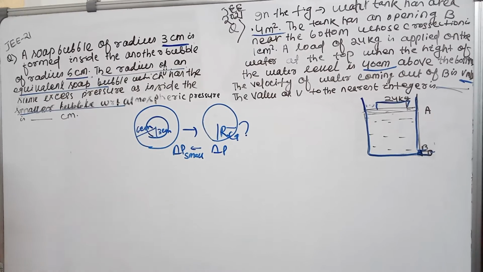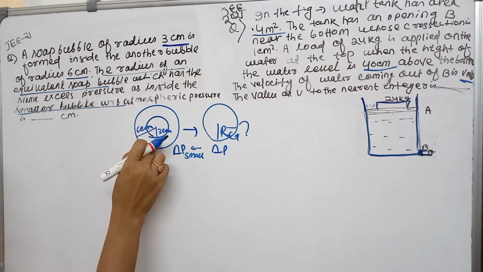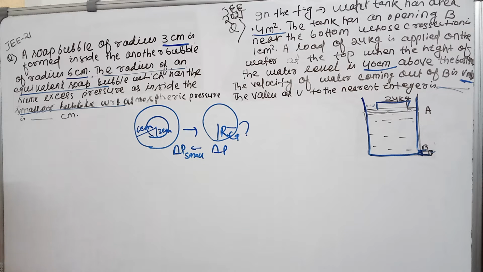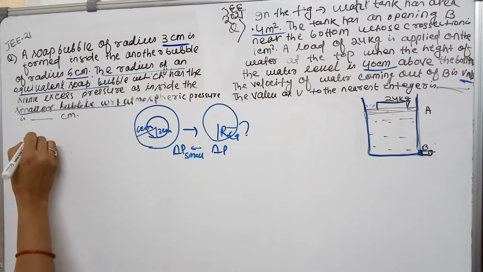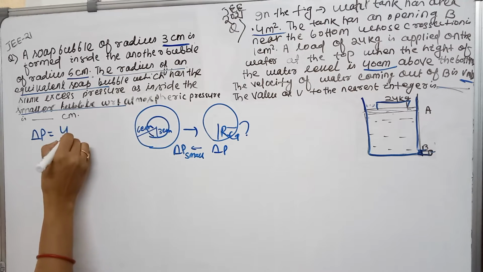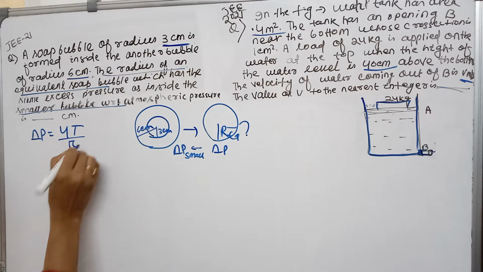So what you need to do is just find the excess pressure of this soap bubble, equate it to the equivalent soap bubble, then find the radius. So what is the formula for excess pressure inside a soap bubble? That is equal to 4 times the surface tension upon the radius.